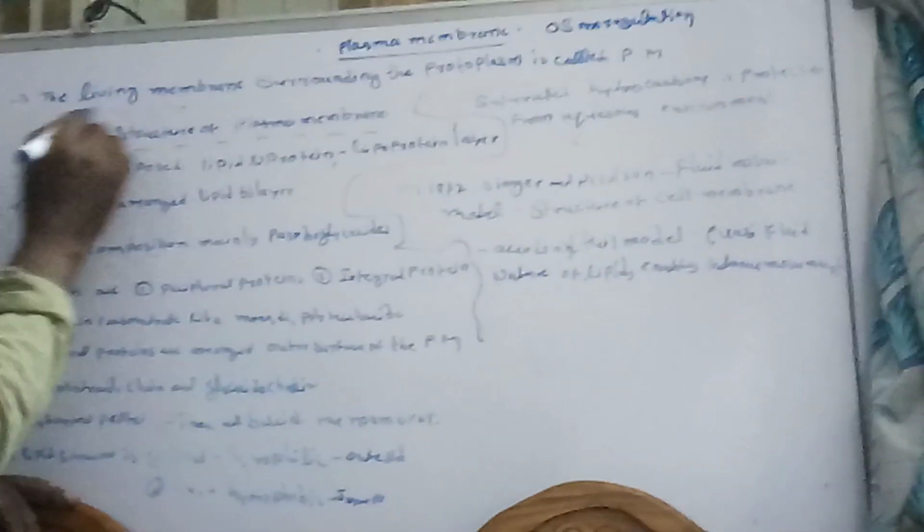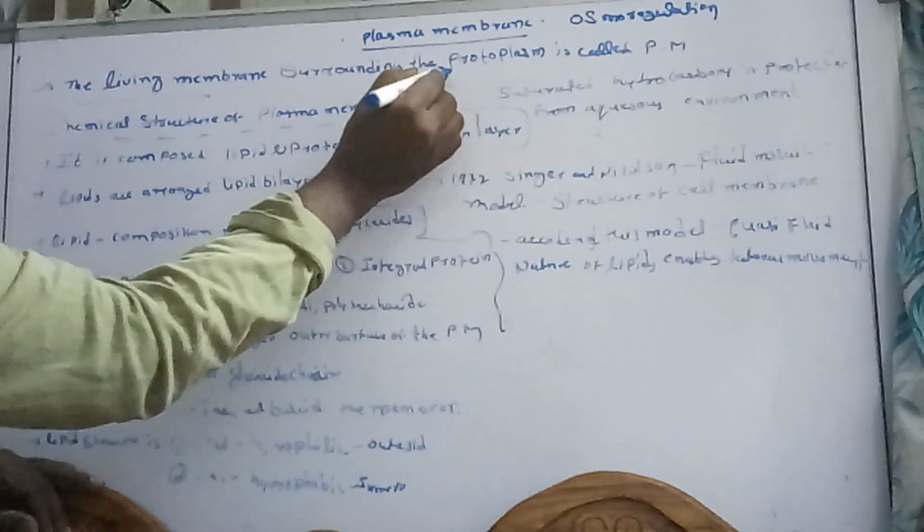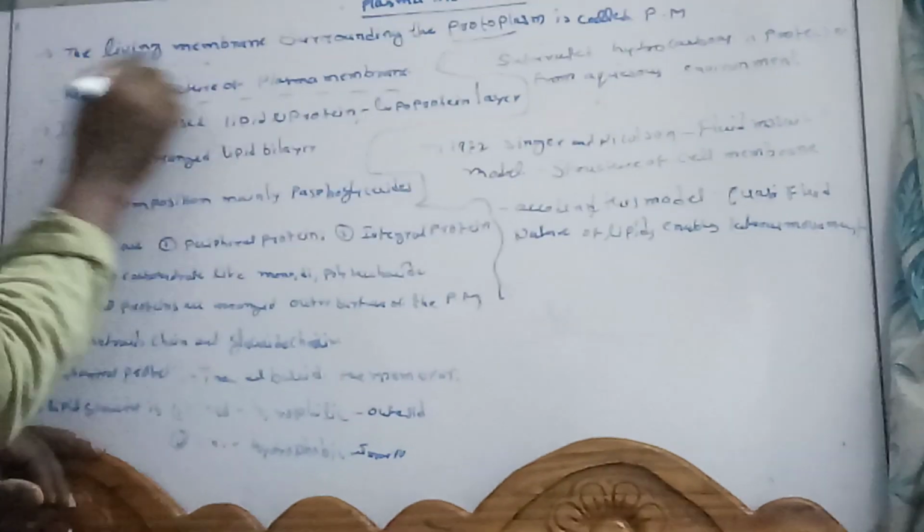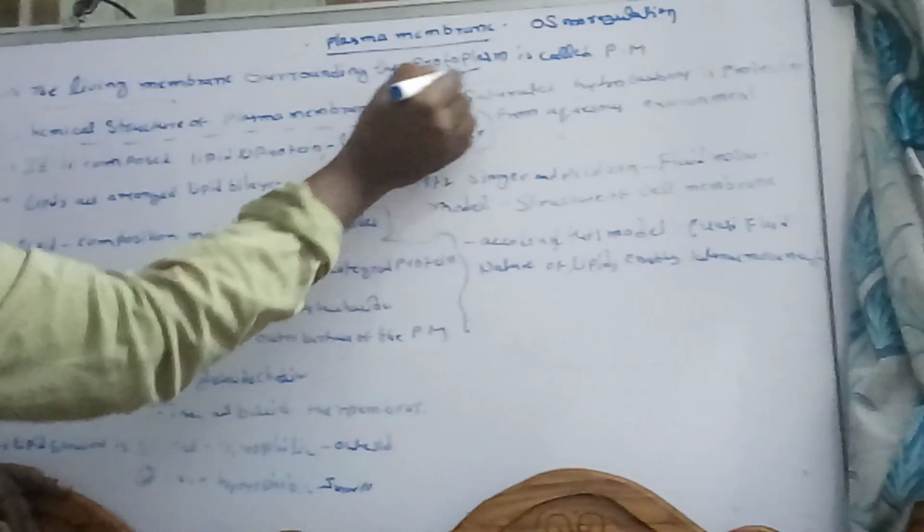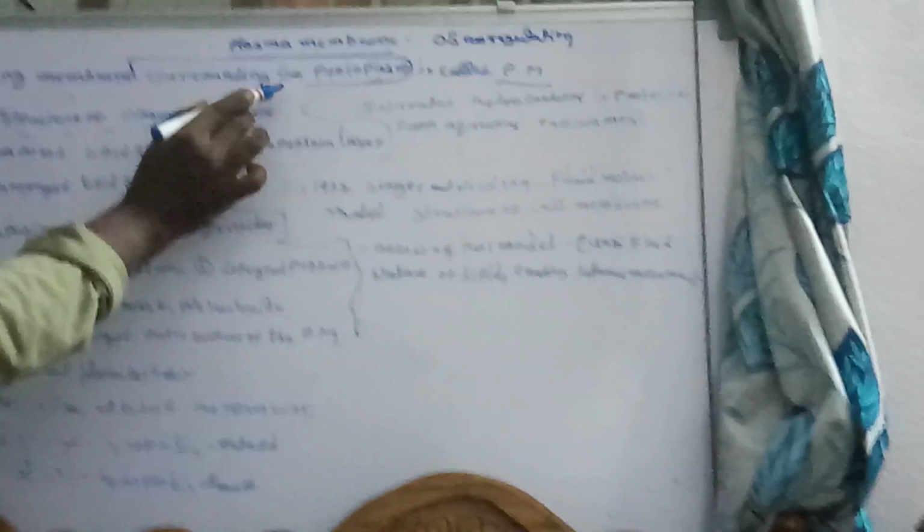The first thing, the living membrane. The living membrane surrounding the protoplasm is called the plasma membrane.